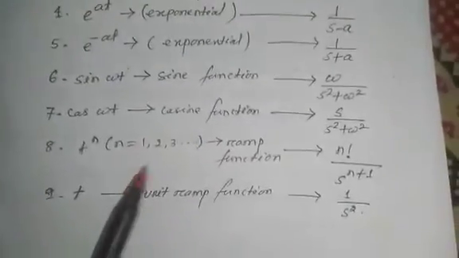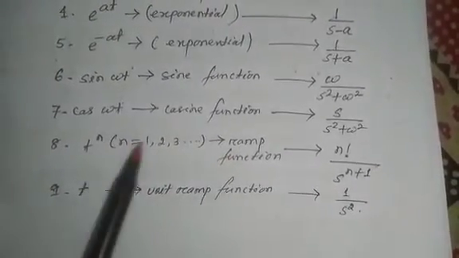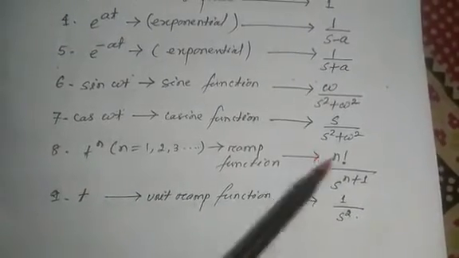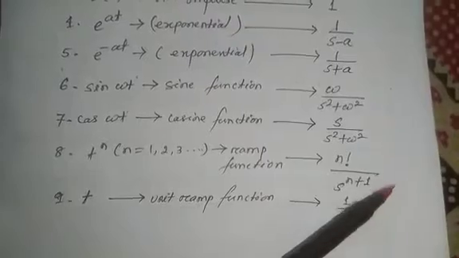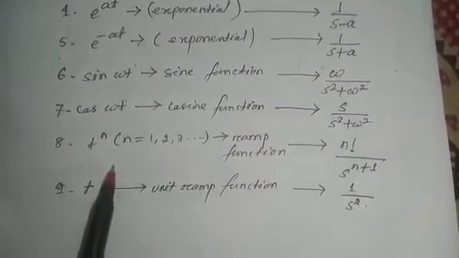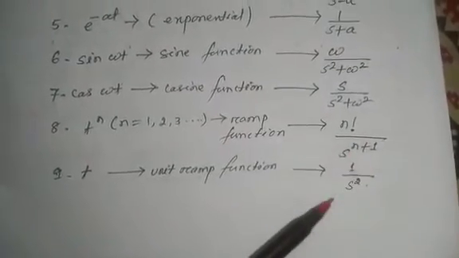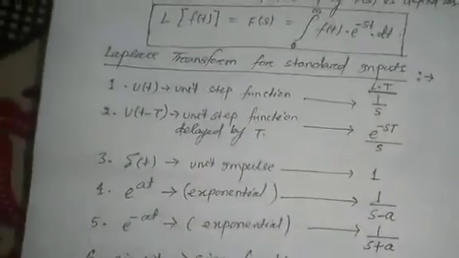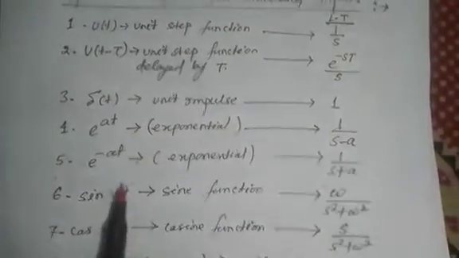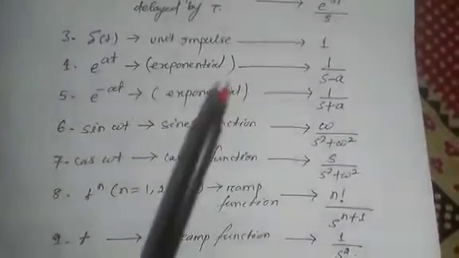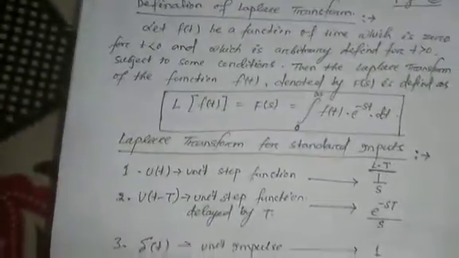Then t to the power n, called the ramp function; n may be 1, 2, 3 and so on. If you take the Laplace transform, it is n factorial divided by s to the power (n plus 1). Then t, the unit ramp function, means t to the power 1. That is 1 factorial divided by s to the power (1 plus 1), that is 1 by s squared. Just remember these very simple formulas. Many more formulas are present for the Laplace transform, but these are what is required in this chapter. You just need to know this table and the definition of the Laplace transform.